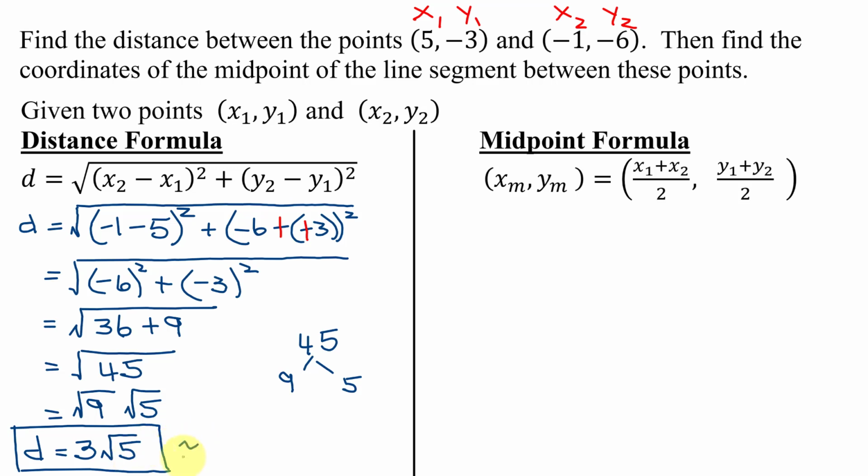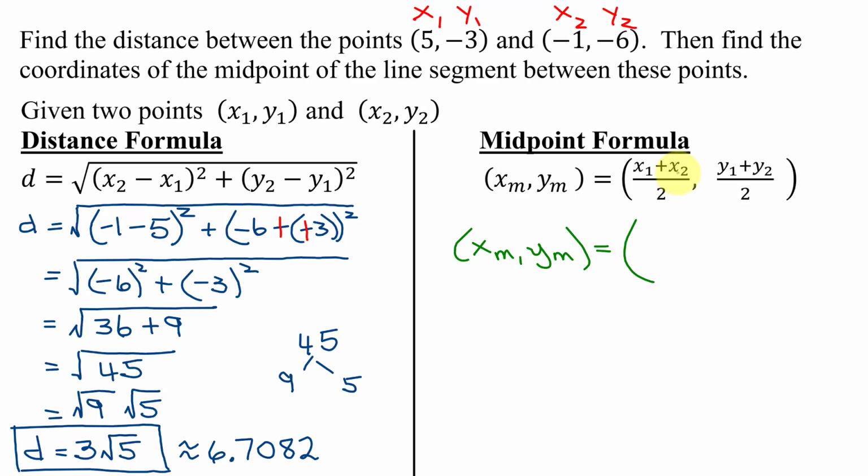And if you need a decimal approximation, plugging that into the calculator, I got 6.7082 rounded to 4 decimal places. Next, I need to find the midpoint between these points. So the answer is going to be an ordered pair, x sub m, y sub m.